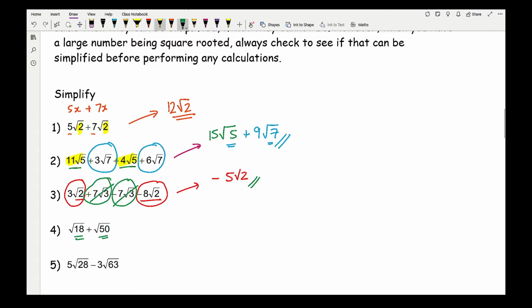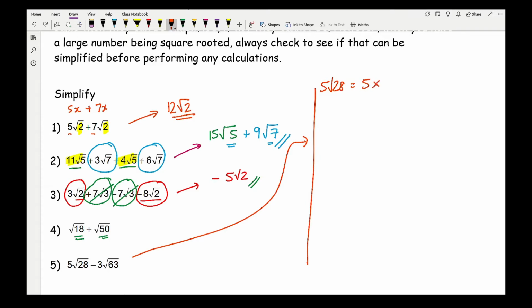So moving on to question 5, I need to look at the separate. So again, let me just split this up. So I've got 5 root 28, which is the same as 5 times, and again splitting up 28, asking myself, is there a square number that goes into 28? And there is, that's 4. So it's going to be root 4 times root 7. Now I can simplify root 4 as 2. So what it then becomes is 10 root 7.